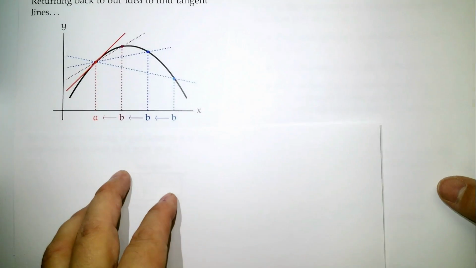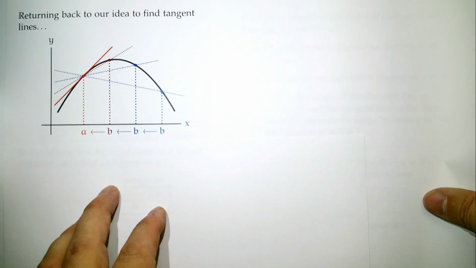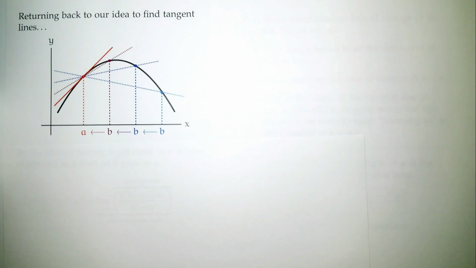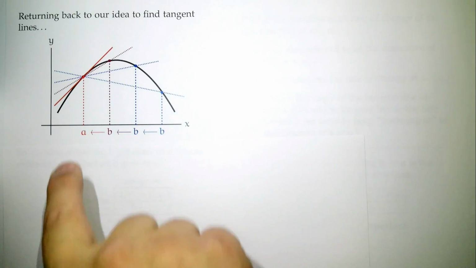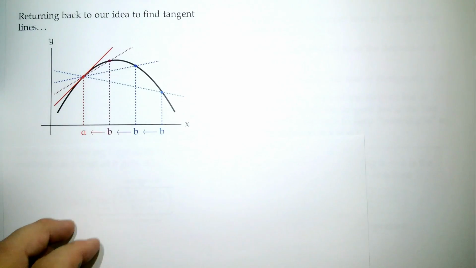Well, we're going back into our motivation. Way back on day one, we had this picture. And we said, look, we can find tangent lines. And how do we find tangent lines? Well, the tangent line is this red line, which is tangent.